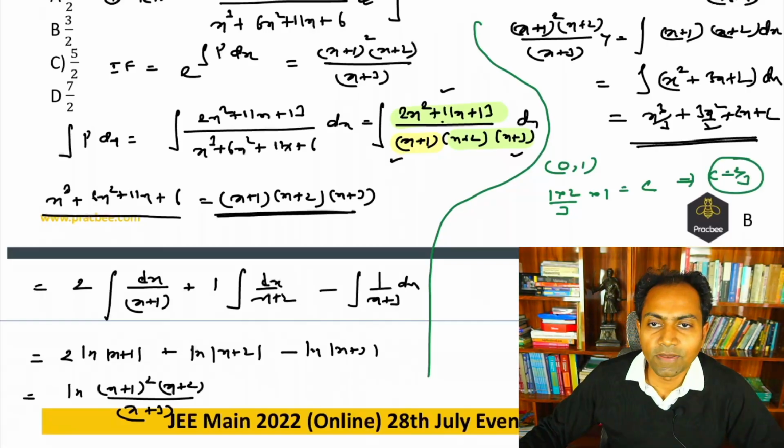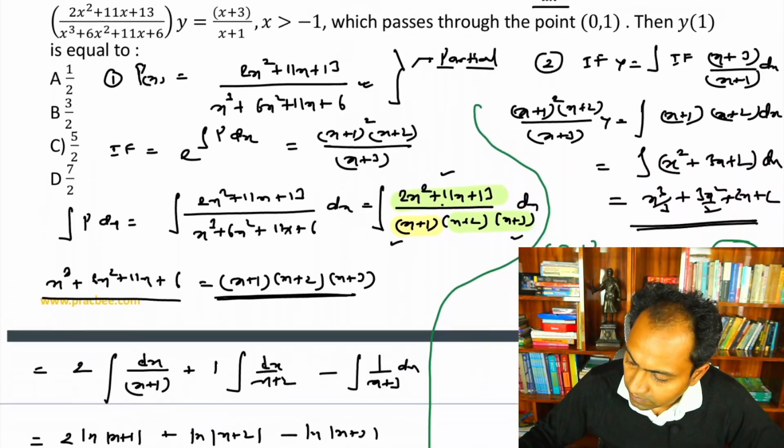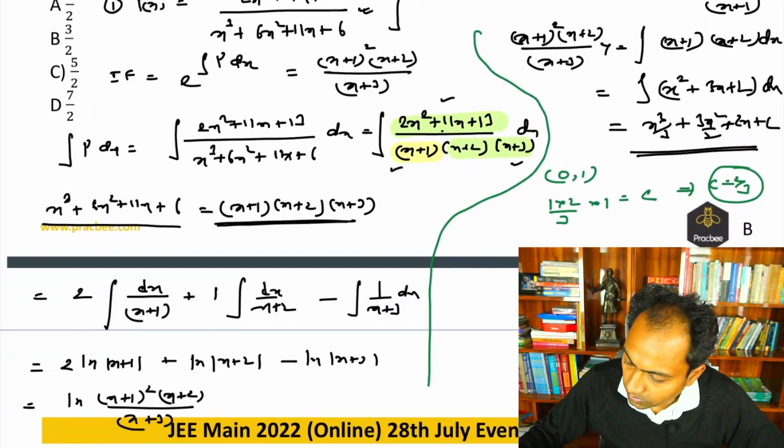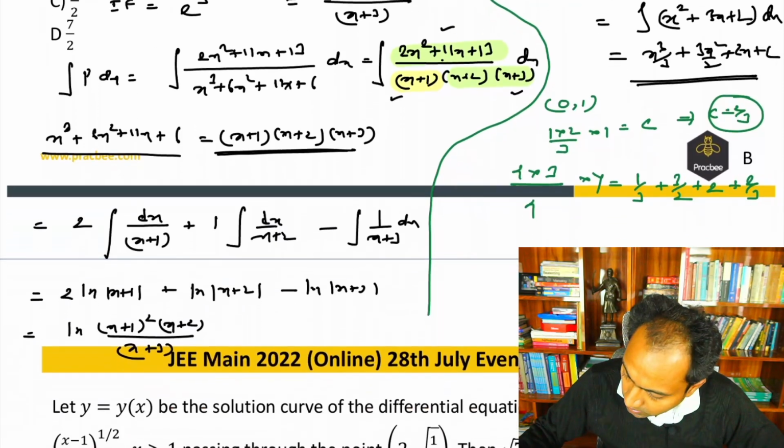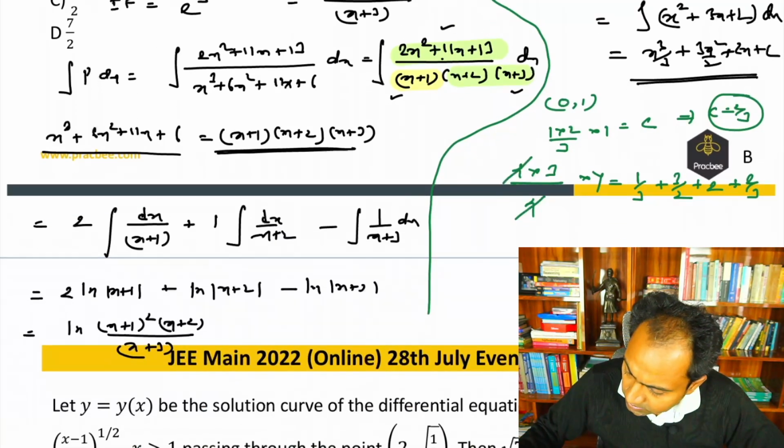Once you have got the value of c, the next part is to find the value at 1. So if I put 1, the left hand side will become 2 square, that is 4 into 3 by 4 into y. And on the right hand side, if I put 1, this is going to become 1 by 3, 3 by 2, 2 plus 2 by 3, which if simplified, this will get cancelled out.